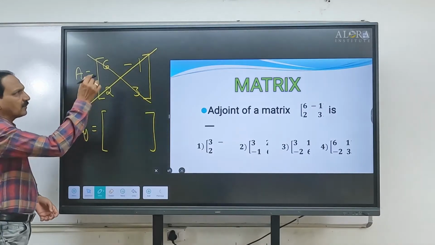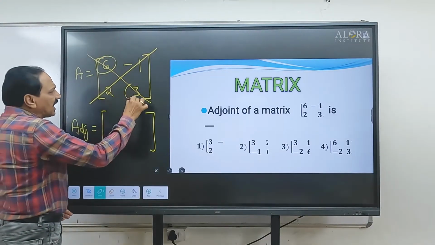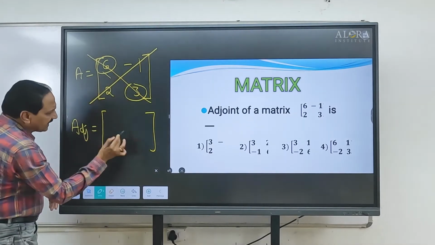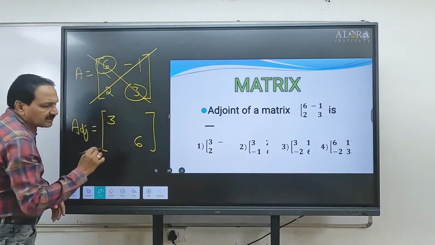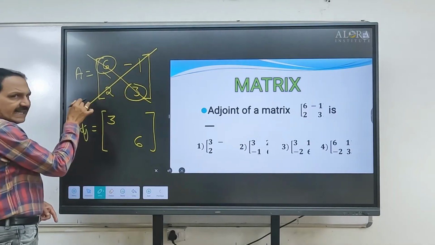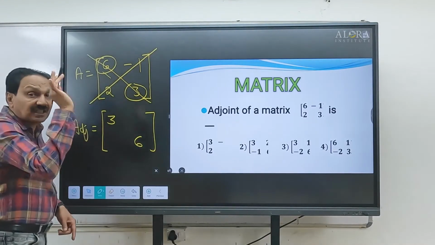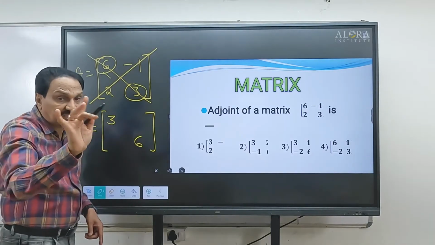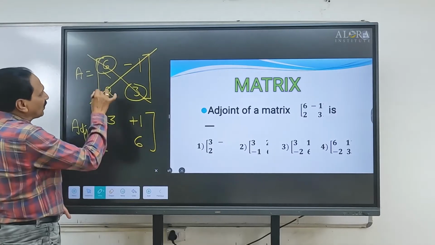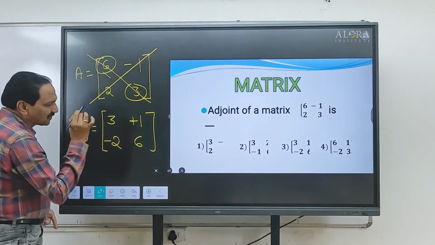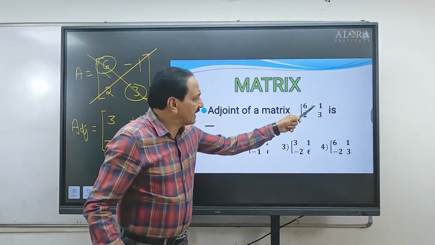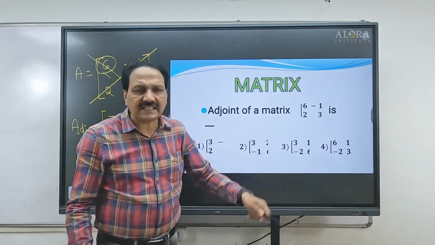What is the shortcut method? These 6 and 3 are the principal diagonal elements. Interchange that. Instead of writing 6 and 3, write 3 and 6. This is the first step. Next step, you have the secondary diagonal elements. Just change the sign there itself. You need not go for interchanging. Change the sign of this. So instead of minus, you have to write plus 1. This plus 2 will become minus 2. Got the answer? Finish. So if this is the given matrix, interchange the principal diagonal and change the sign of the secondary.